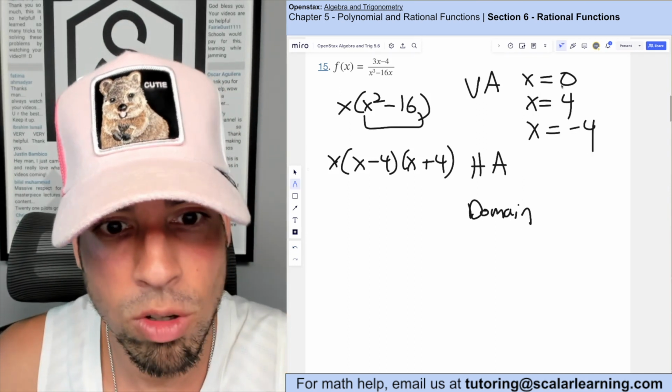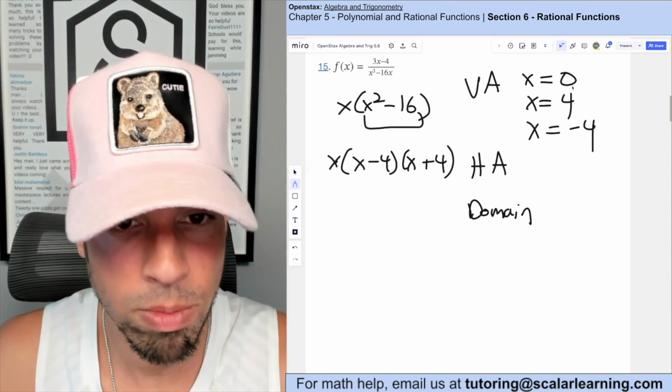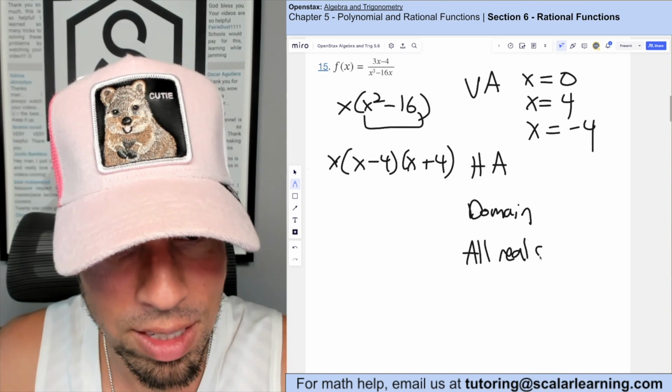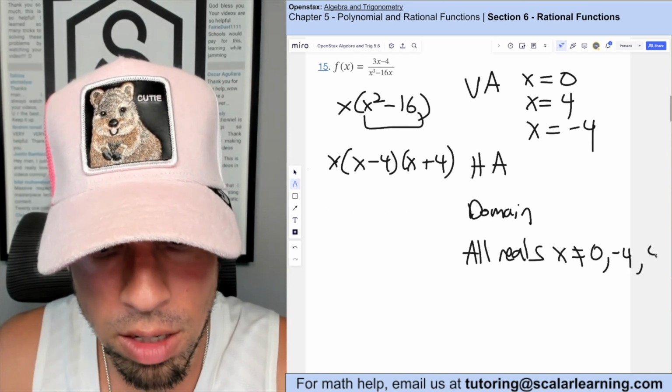Then the domain is based directly off of these vertical asymptotes. These are places where the domain does not exist. So the domain is all reals except x does not equal 0, -4, and 4.